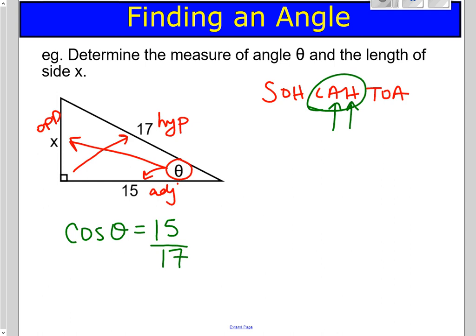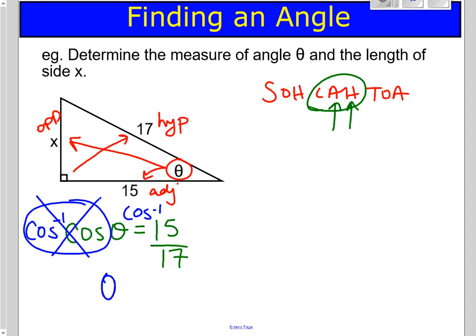Now remember, when you're looking for an angle, we have to get rid of that trig ratio that's in front of it. So I'm going to take the cos inverse of it and the cos inverse of the other side. Because a cos inverse times a cos cancels out, leaving me with just theta equals the cos inverse of 15 over 17. So in my calculator, remember to get the cos inverse, you're going to have to press second function cos bracket 15 divided by 17 bracket equals. And theta is equal to 28 degrees.